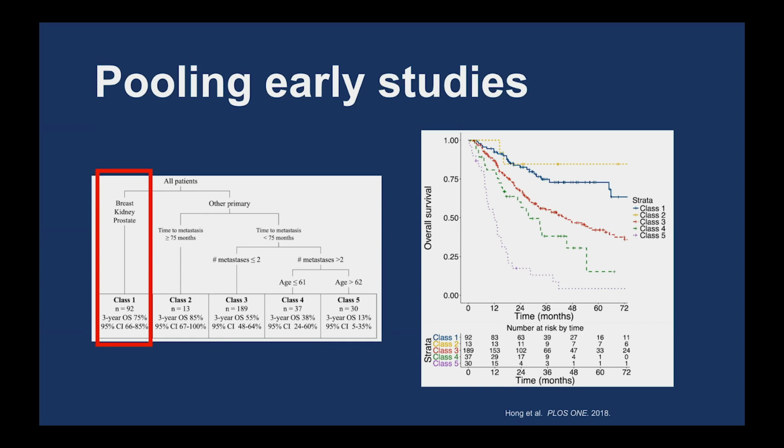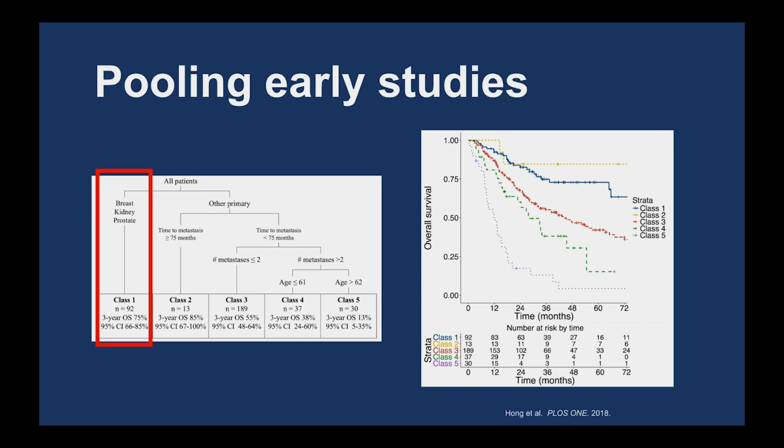And our group had previously taken a look at some of these cancers when I was a resident, where we pulled the data from these early studies and tried to see if there were certain characteristics that separated out patients who had better outcomes than others. We developed an analysis that creates a decision tree that breaks down different characteristics and how they interact with each other.